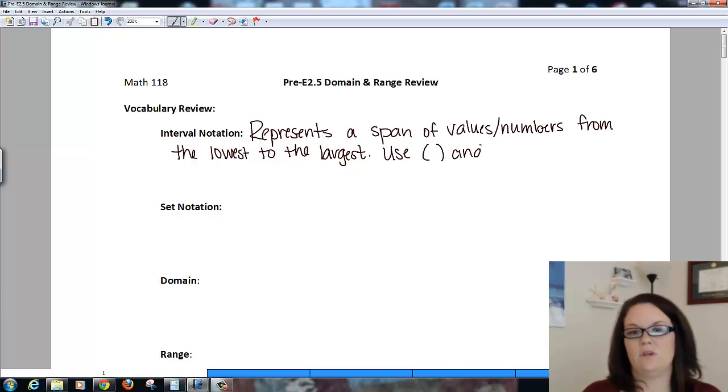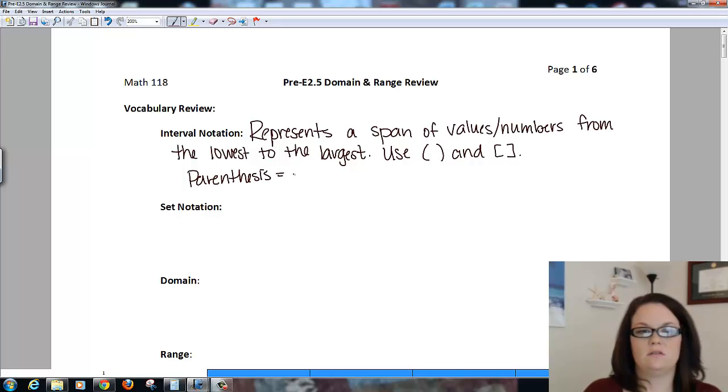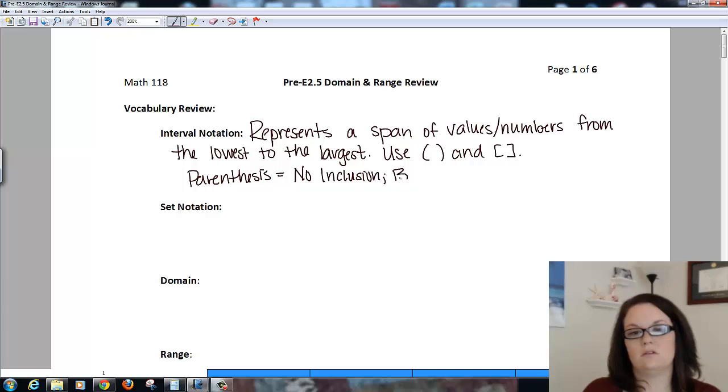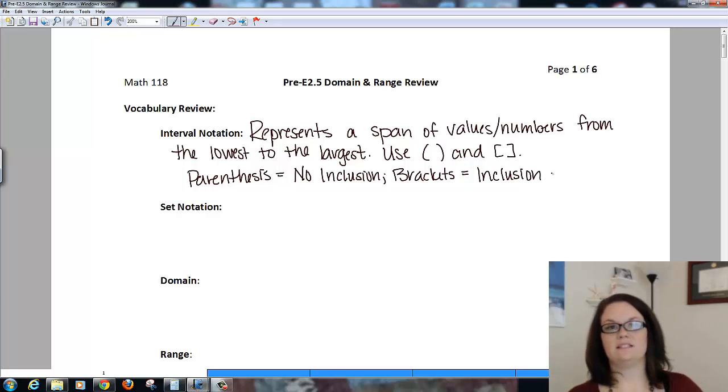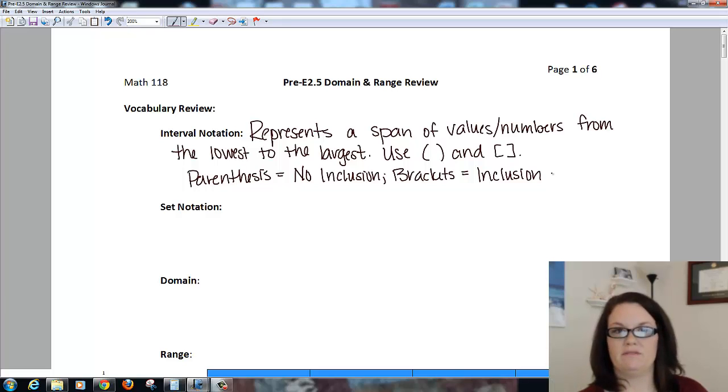Okay, and I'm just going to say we use parentheses and brackets. Parentheses are used for no inclusion, and brackets are used for inclusion. Meaning if I say I want all the heights of people who are 5 feet and above, that means I'm including the people who are 5 feet tall, and they can be anywhere taller from that. So I would use a bracket on the 5. If I say I want people who are specifically taller than 5 feet, I wouldn't include 5 feet, so I would use a parenthesis at the 5.